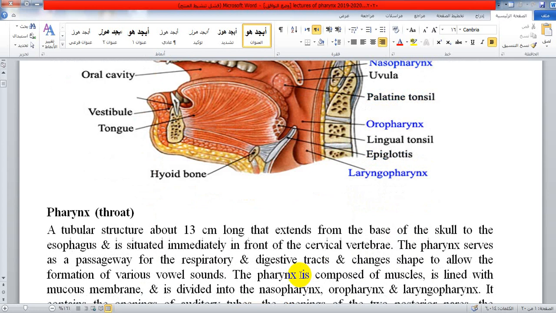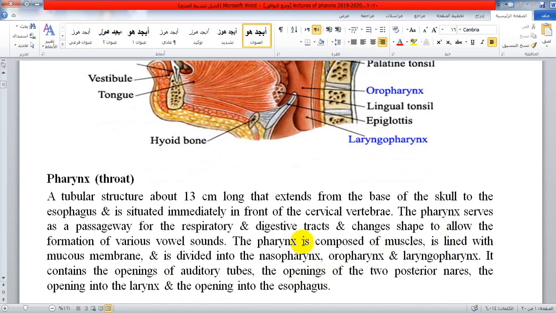The pharynx is a tubular structure about 13 centimeters long that extends from the base of the skull to the esophagus, and it's situated immediately in front of the cervical vertebrae. The pharynx serves as a passageway for the respiratory and digestive tracts and changes shape to allow the formation of various vowel sounds. The pharynx is composed of muscles and is lined with mucous membrane, and it's divided, as I said in the past picture, into the nasopharynx, oropharynx, and hypopharynx.